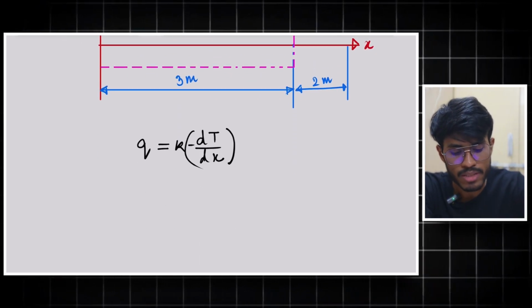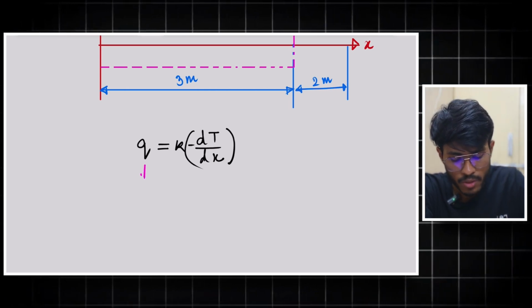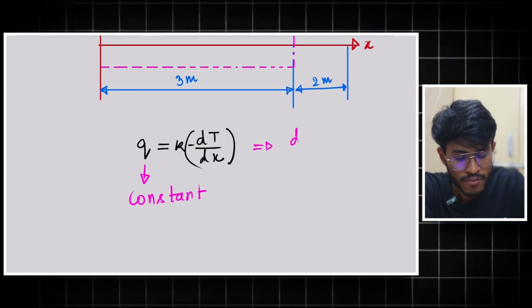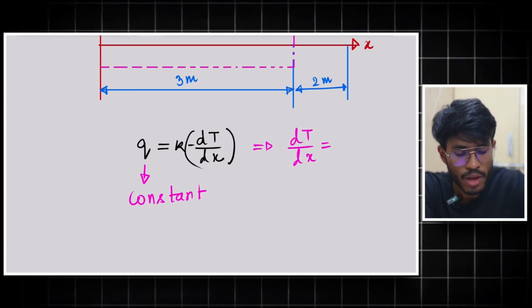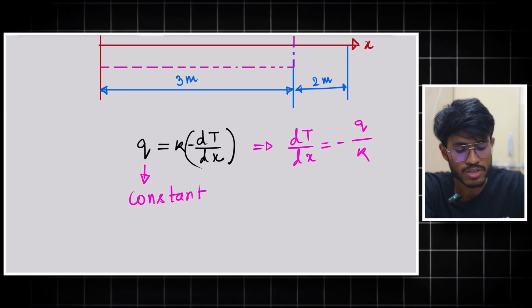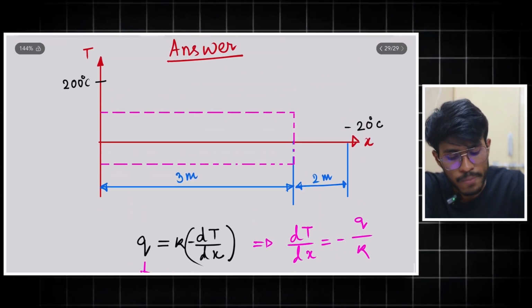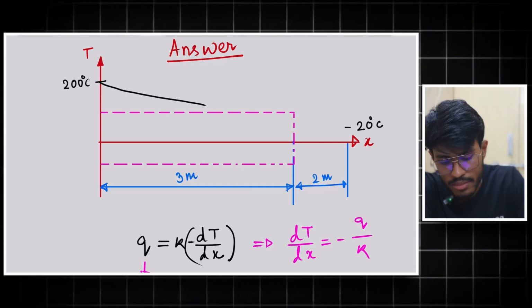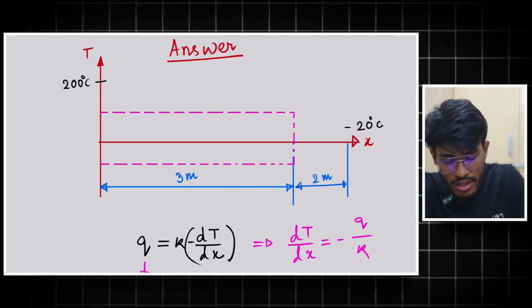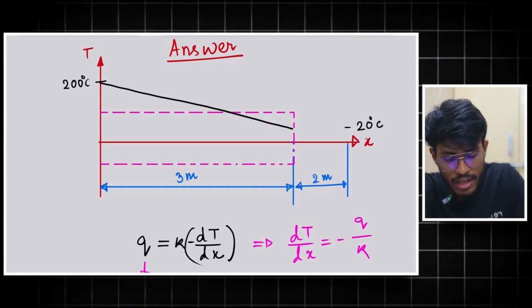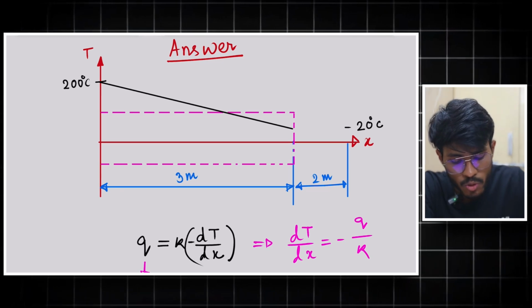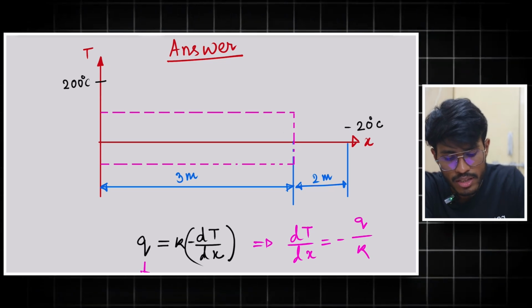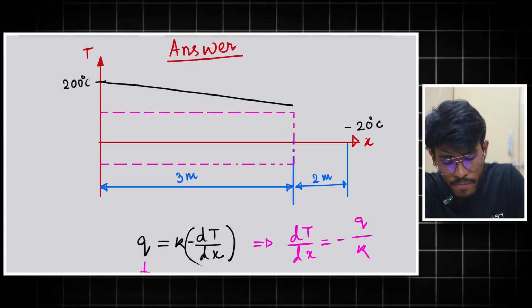That means in this problem, this Q will be constant. This heat flux will be constant. That means I will have my dT/dx equal to minus Q by K. So this is very easy, right? Up till this point, I will draw it something like this. Sorry, extremely sorry. This will be a straight line, right? This will be a straight line like this. Clear? Or actually I should not draw it like this.